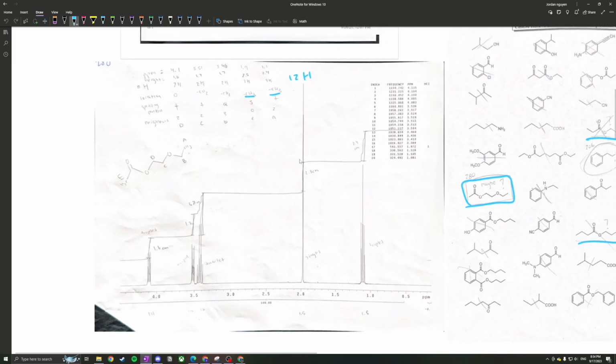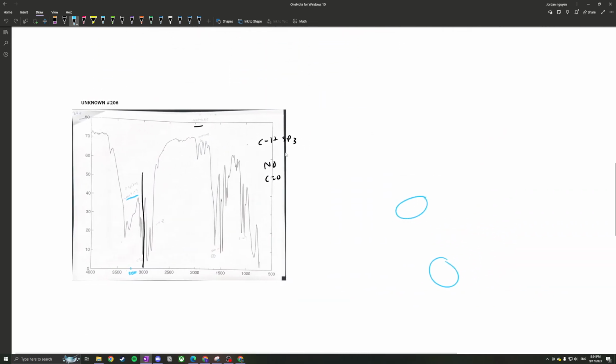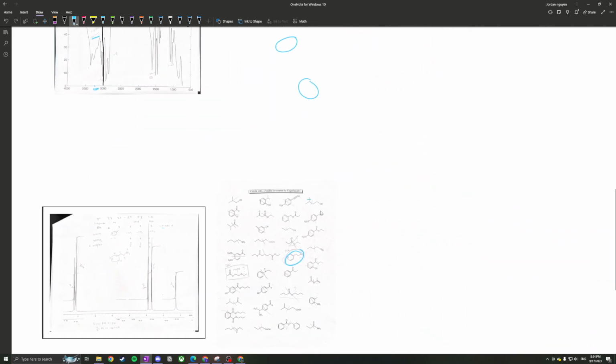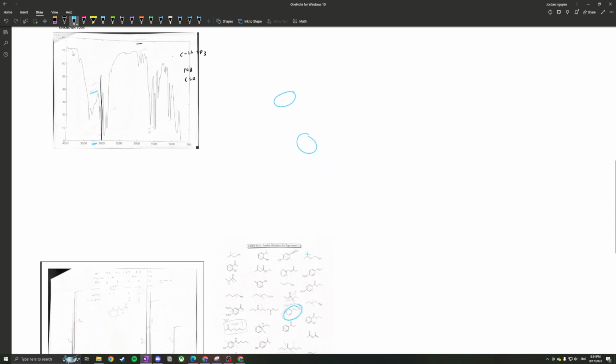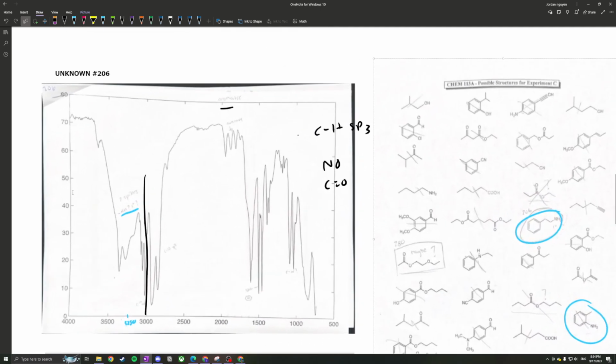So now for my next couple graphs. Let me move the graph. This one is number 206. Since I knew the other one was non-aromatic, this graph would be the aromatic one, because he told us that we would be given 1 aromatic and 1 non-aromatic.